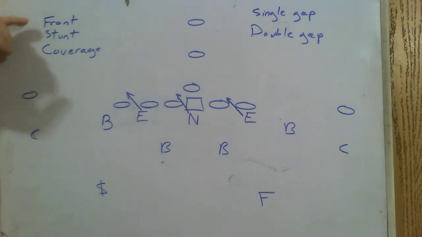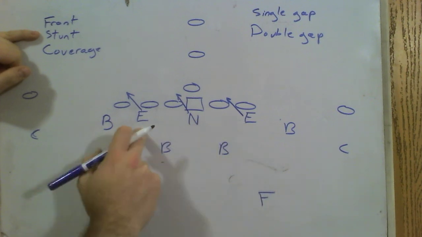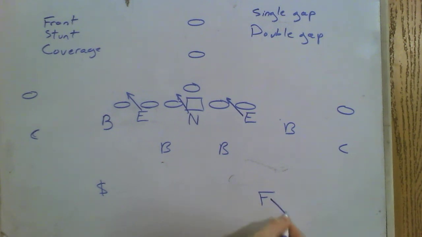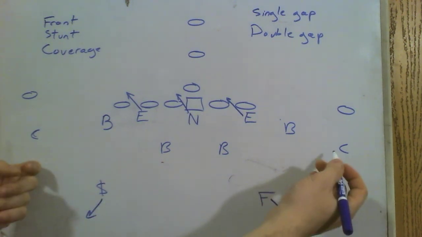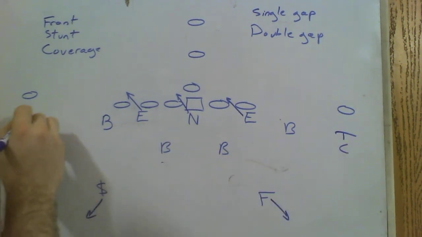So again, I said for front we got a 3-4. For stunt, we have a slant strong. For coverage, for this one we'll do cover 2. Cover 2 means we're going to have 2 deep safeties, and the cornerbacks are going to cover the flats. And this plays an important role, and you'll see in a second.